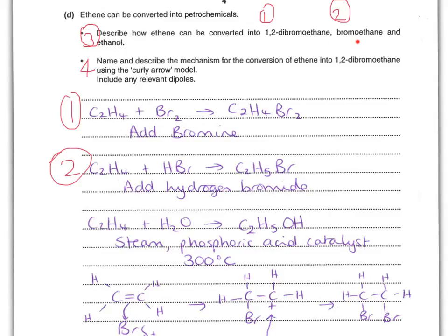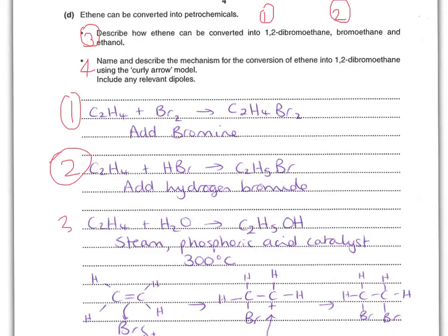Similarly, to make bromoethane, we need to add HBr. Okay, so this is bromoethane, and again, an equation or just a statement would be enough to get that second mark for showing how we make bromoethane from ethene.